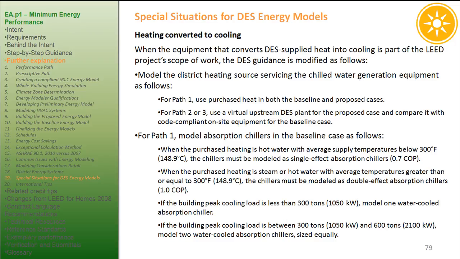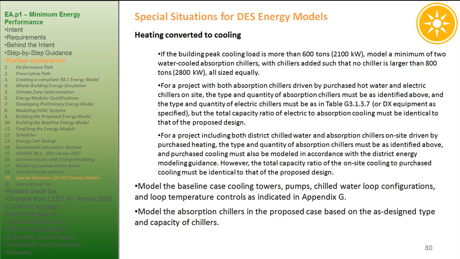3. If the building peak cooling load is less than 300 tons, 1050 kilowatts, model 1 water-cooled absorption chiller. 4. If the building peak cooling load is between 300 tons, 1050 kilowatts, and 600 tons, 2100 kilowatts, model 2 water-cooled absorption chillers, sized equally. 5. If the building peak cooling load is more than 600 tons, 2100 kilowatts, model a minimum of 2 water-cooled absorption chillers, with chillers added such that no chiller is larger than 800 tons, 2800 kilowatts, all sized equally.